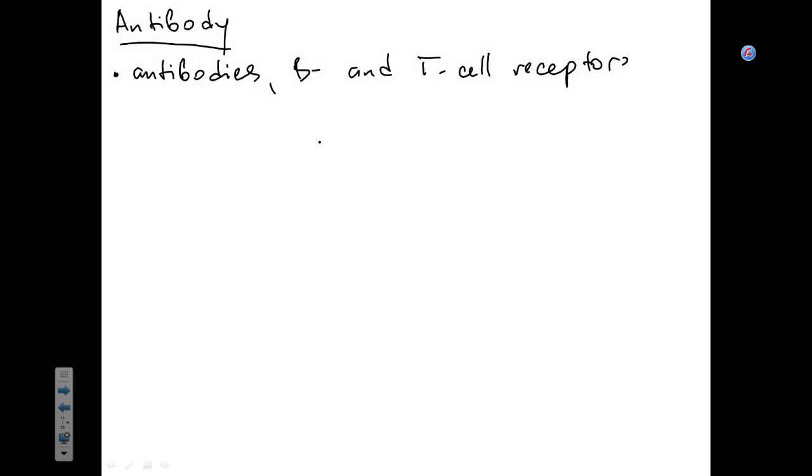you have to appreciate that not only antibodies that are produced by B cells, but plasma cells, but also various types of receptors on the B and T cells. Let's put it in the writing form. Antibodies, B and T cell receptors share basic structure. Okay?